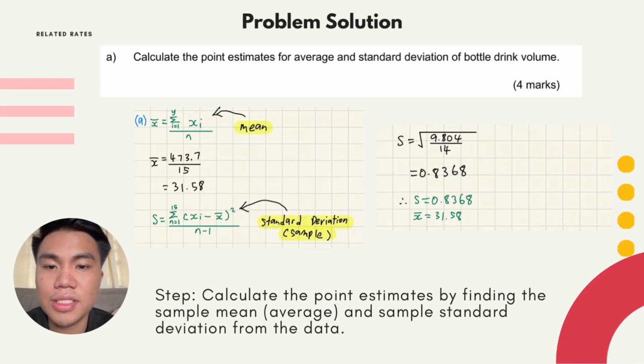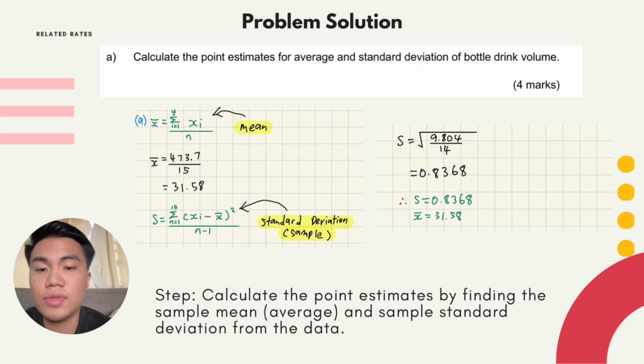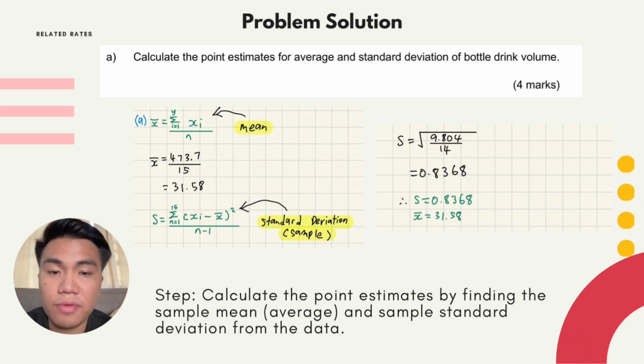Finally, let's look at question 3. For part A, my first step was to calculate the point estimates. For the average, I used the formula mean equals sum of x over n. I sum the 15 data points to get a total of 473.7, dividing by 15 gives me a sample mean of 31.58.